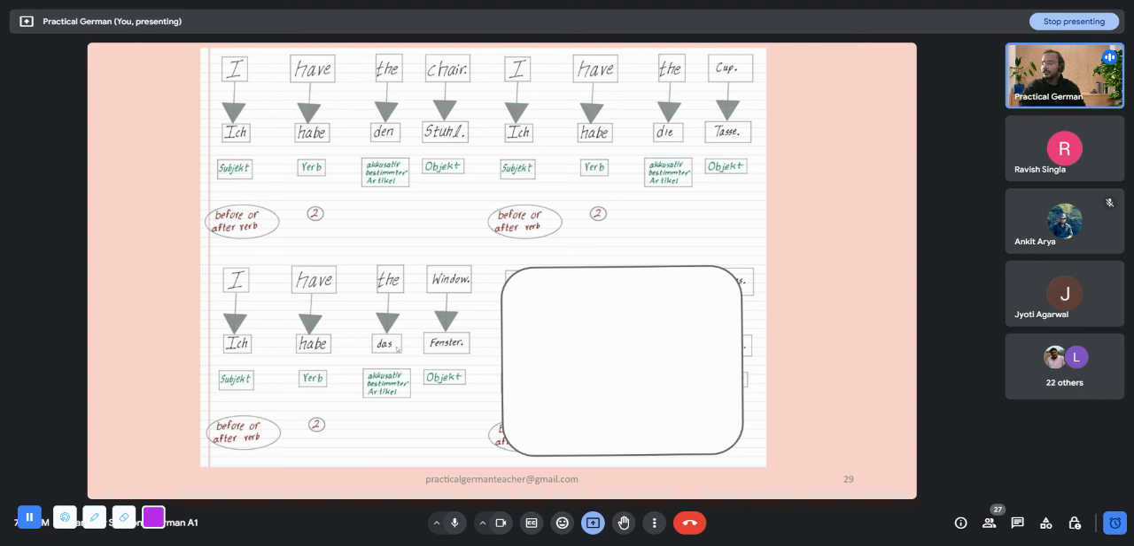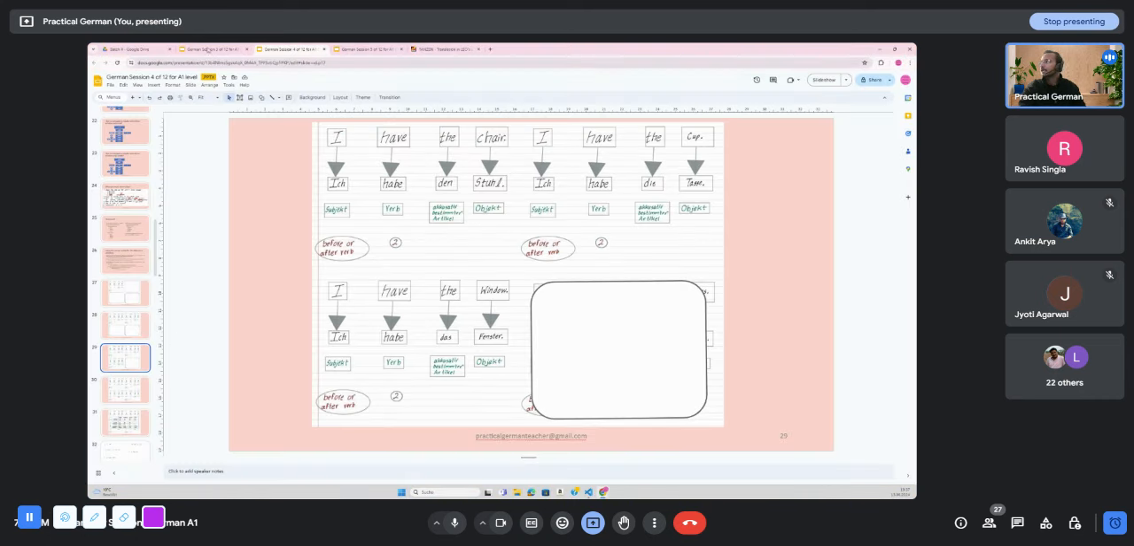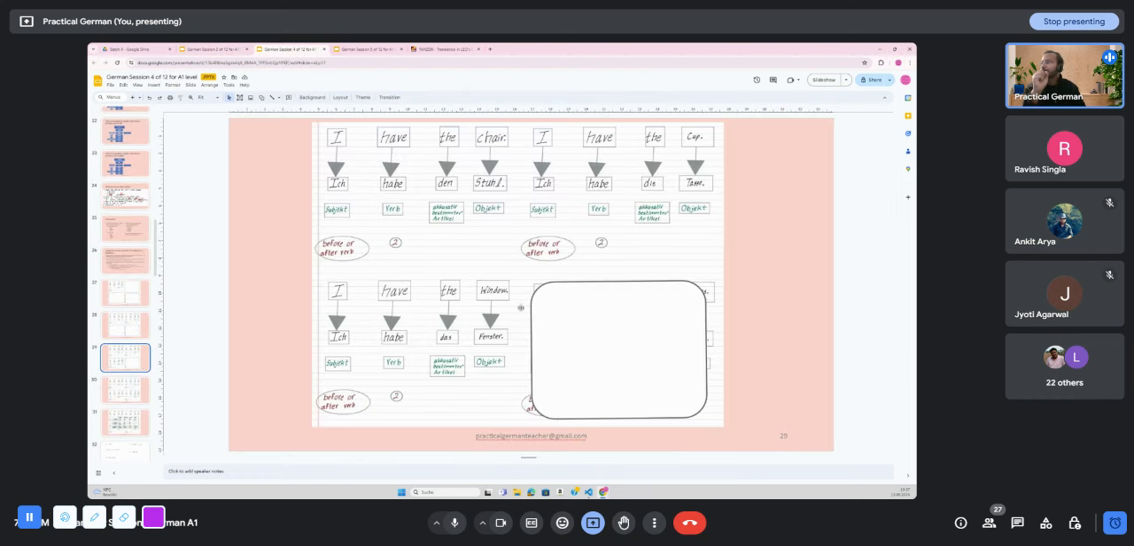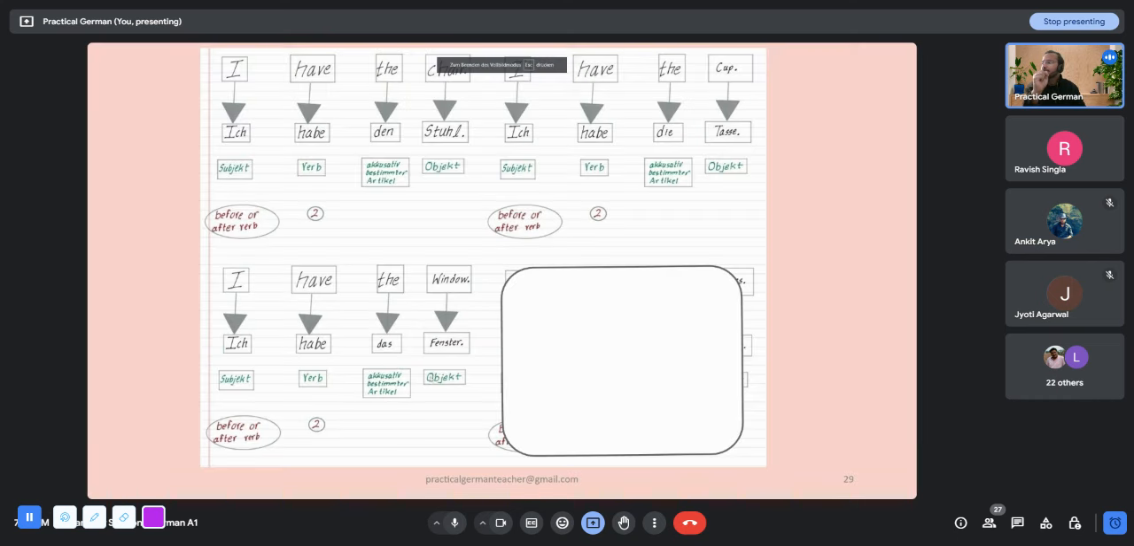So here you have, again, Fenster means window, and window is in German considered to be neutrum. The article for neutrum is das in nominative case. In accusative also it is das. Here I have written that it is accusative.